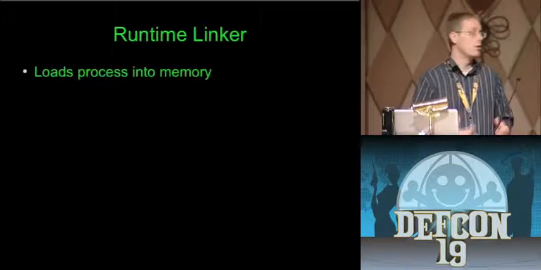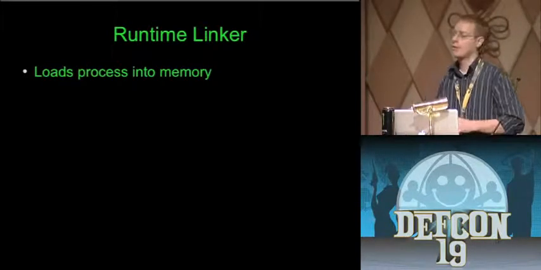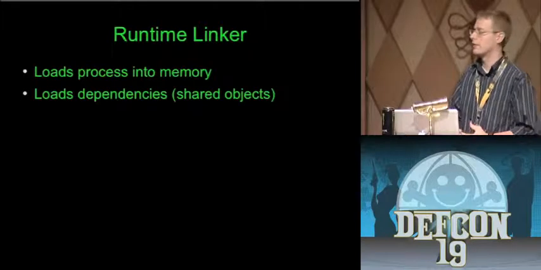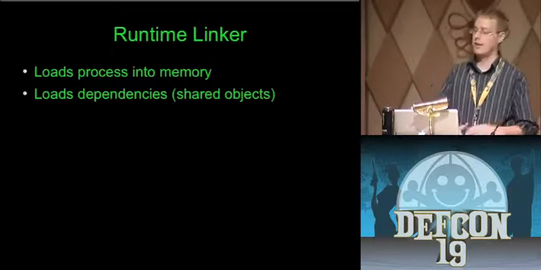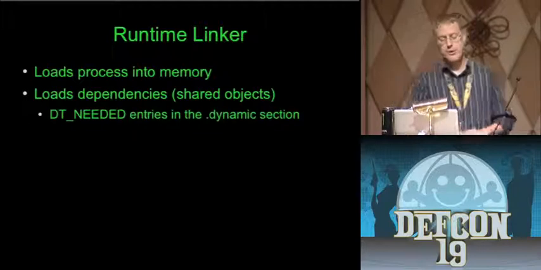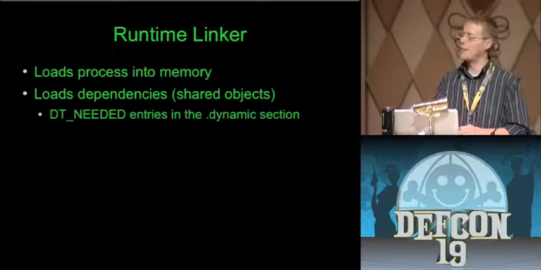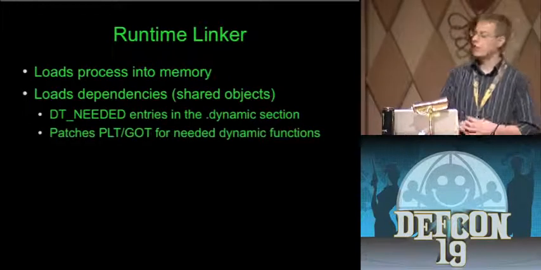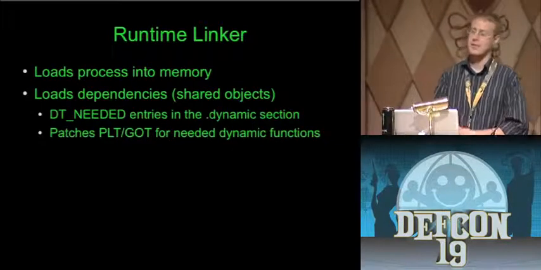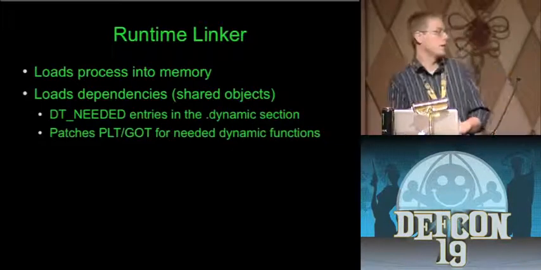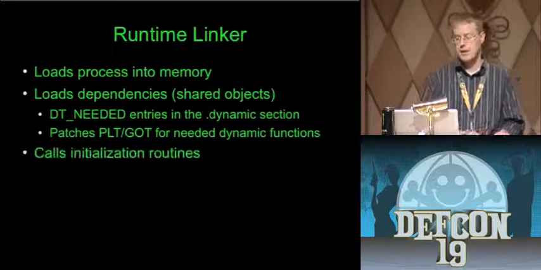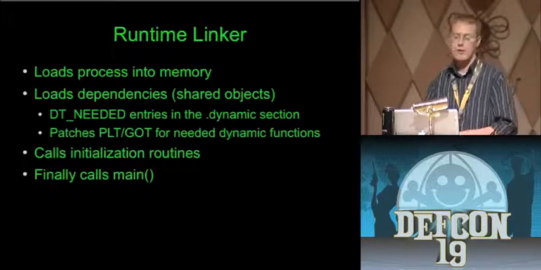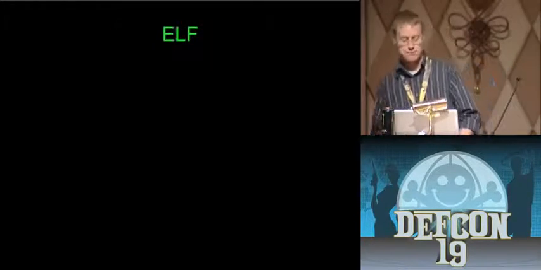And the runtime linker is going to finish loading the process into memory. It loads all the shared objects, all the dependencies. For you Windows guys, those are DLLs. It finds those shared objects by looking at the .dynamic section of your binary for the DT_NEEDED entries. It then patches what is called the procedure linkage table and global offset table for needed dynamic functions. We're going to dive deep into the PLT and GOT later on in the talk. It then calls the initialization routines and then finally calls main, returning control back to your actual program.